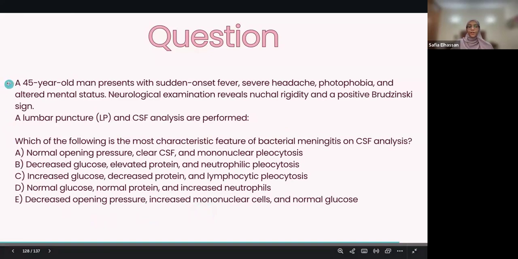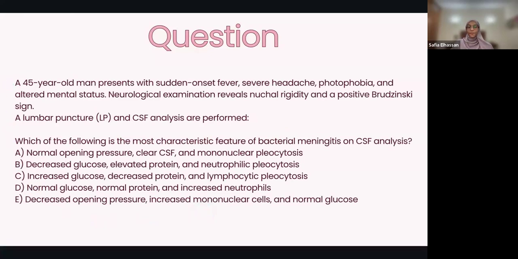Okay, a 45-year-old man presents with sudden onset fever, severe headache, photophobia, and altered mental status. Neurological examination reveals nuchal rigidity and a positive Brudzinski sign. A lumbar puncture and CSF analysis are performed. Which of the following is the most characteristic feature of bacterial meningitis on CSF analysis?